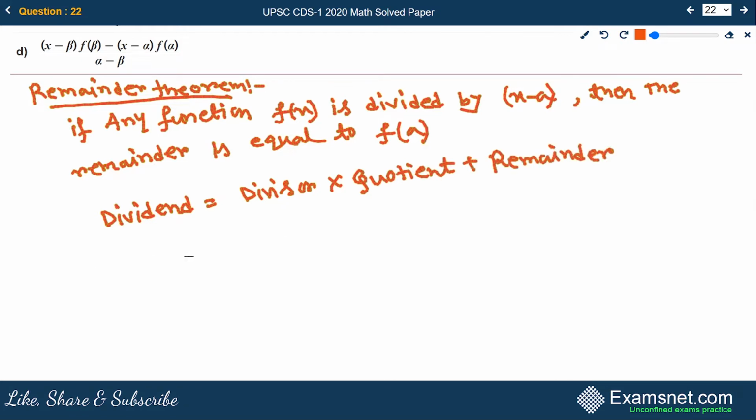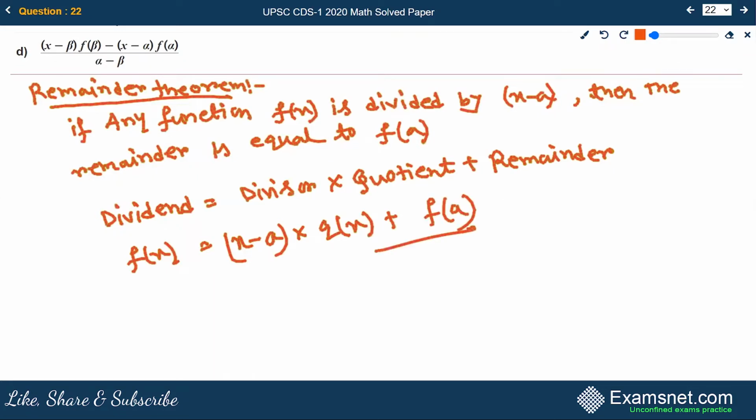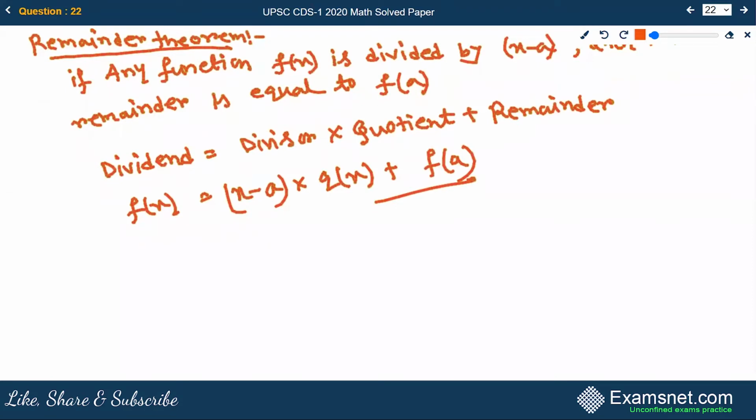Okay, so now let's put all these things here. If f of x is a function that is being divided by x minus a, according to the remainder theorem, x minus a multiplied by, let's say, quotient q of x, plus remainder f of a. This is the expression of division algorithm.